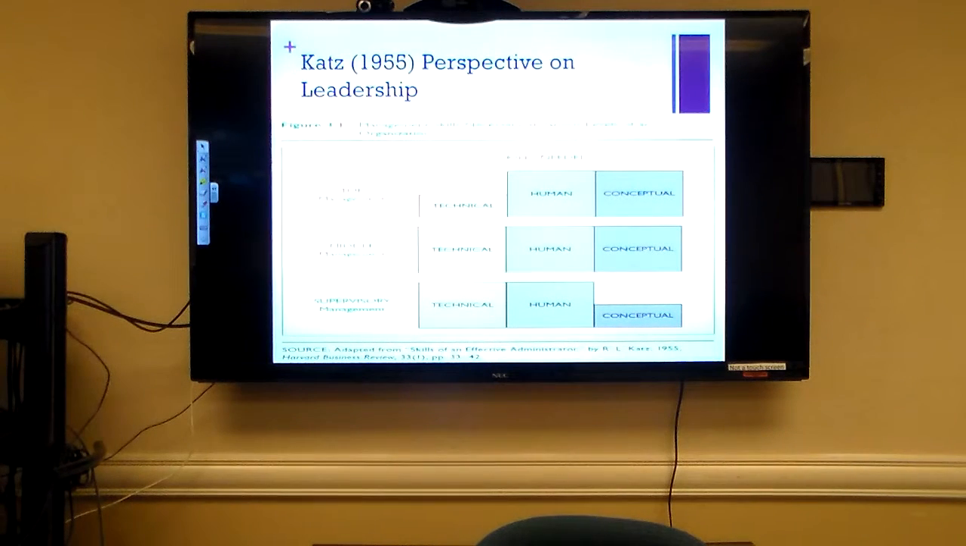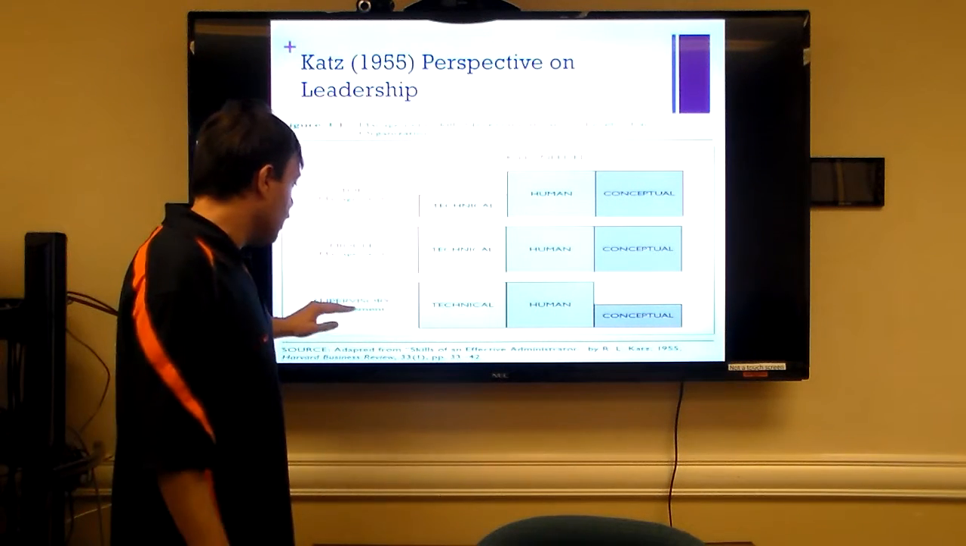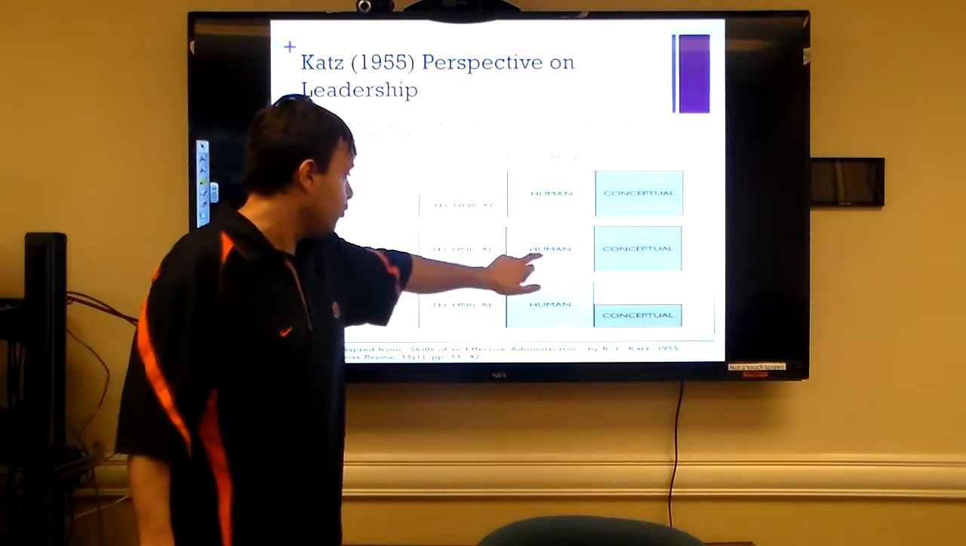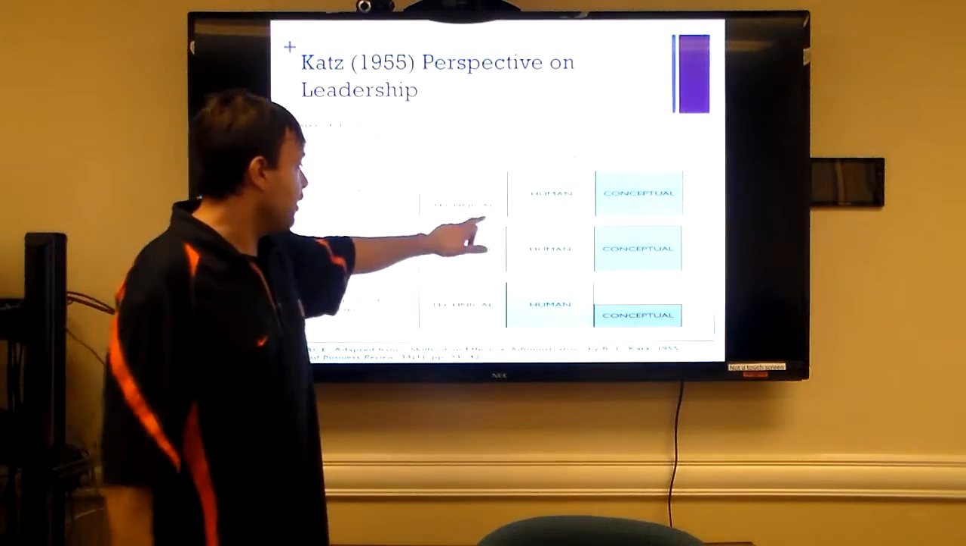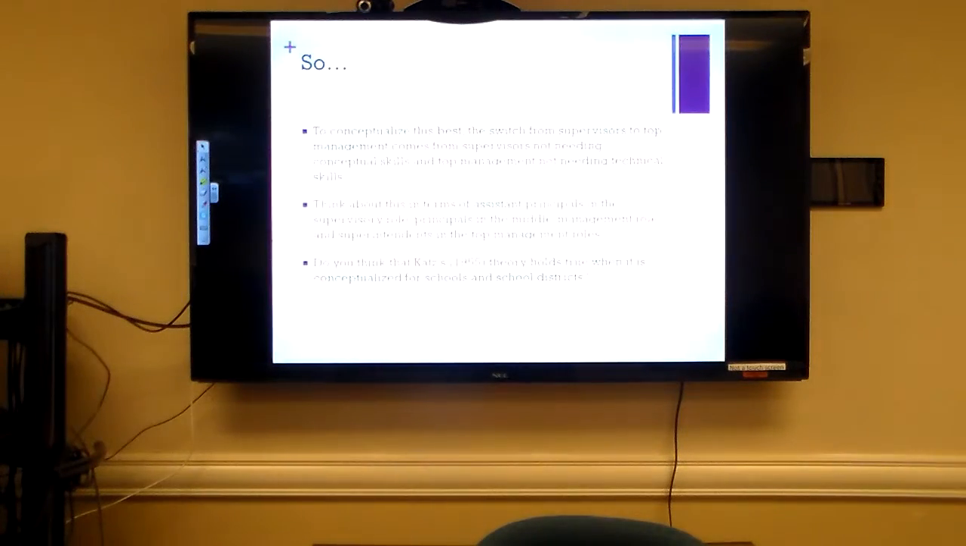So when we're looking at the Katz perspective on leadership, we're looking at the difference in what the expectations are in terms of top management, middle management, and supervisory management. This is probably the big idea from this chapter. From a supervisory management perspective, we're saying that the people at the lowest level of management need to have technical and human, the people in the middle need to have technical, human, and conceptual, and the people on top need to have more human and more conceptual and less technical. And I agree with that.